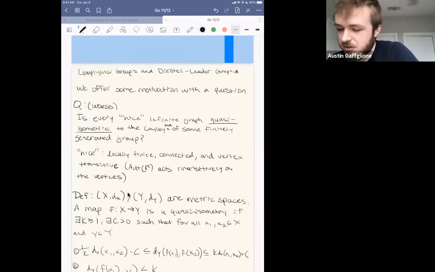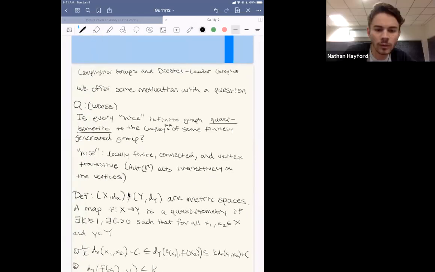Of some finitely generated group. So a question that would make more sense to me is the converse, I guess, true? If you have a Cayley graph of some finitely generated group, does it automatically have these three properties, or is it quasi-isometric to such a graph?